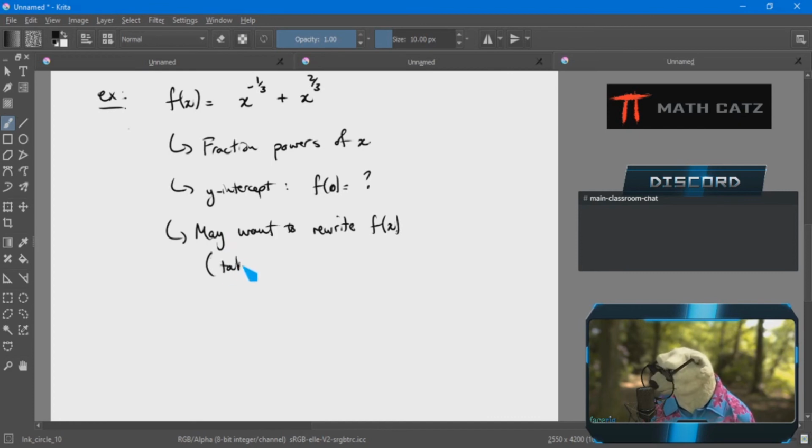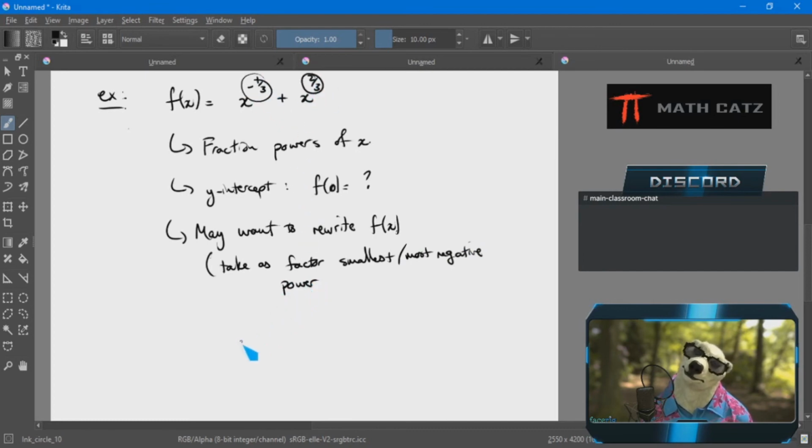I'm going to take out, I'll just take as a common factor, how should I say it? Smallest, or most negative, smallest on the number line, power of x. If you think about these powers of x sitting on the number line, which one is further to the left? It's negative 1/3. That's the one I'm going to take out. So how does that work?